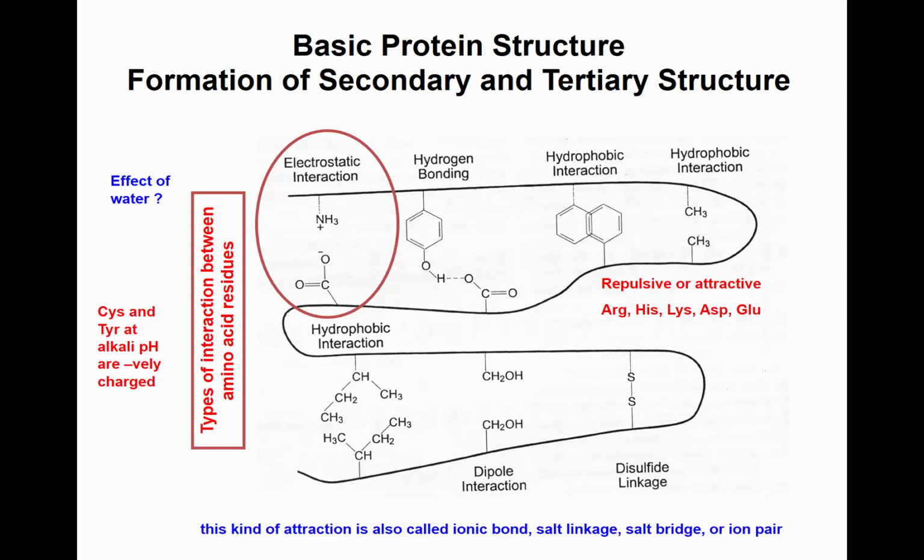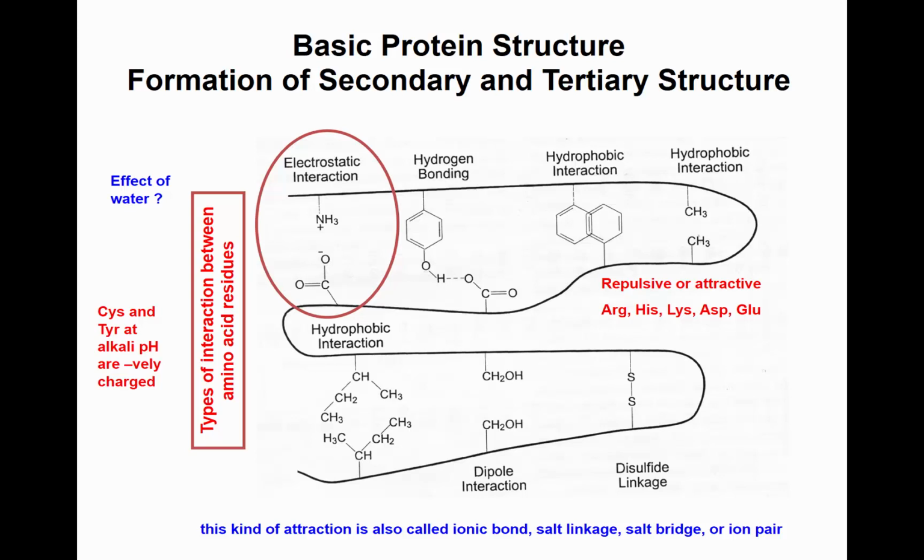So electrostatic interaction could be repulsive and attractive. In this case, it is attractive. You have an amine group in near proximity to a carboxyl group. Plus, minus attract each other, form ionic bond. It's also called salt linkage, salt bridge, or ion pair. All these terms mean the same thing. It's an attraction between a positive and a negative, forming an ionic bond.